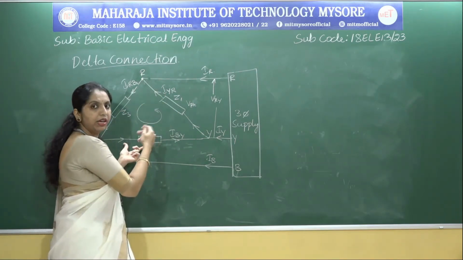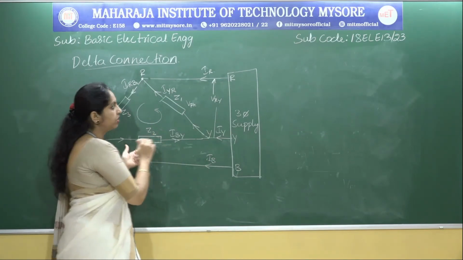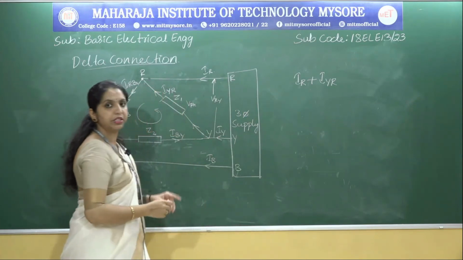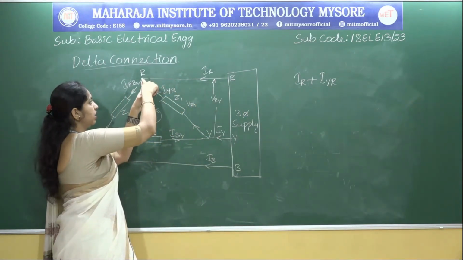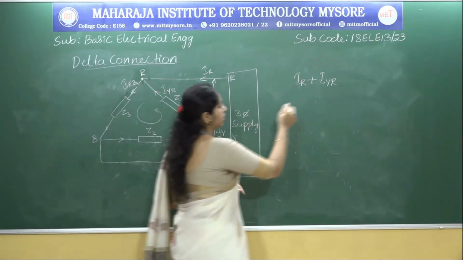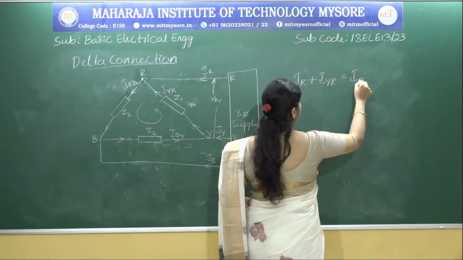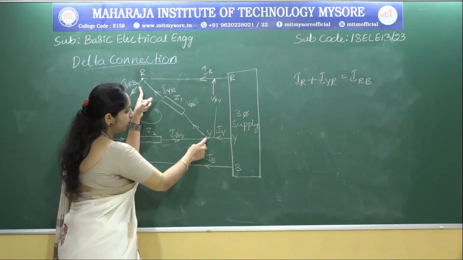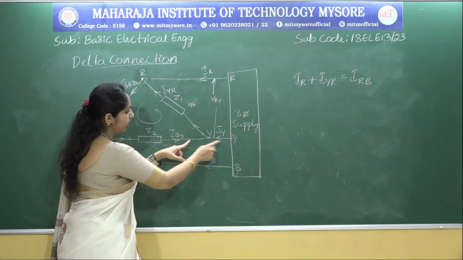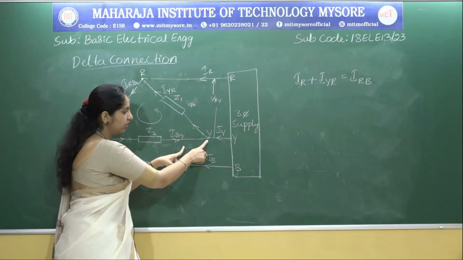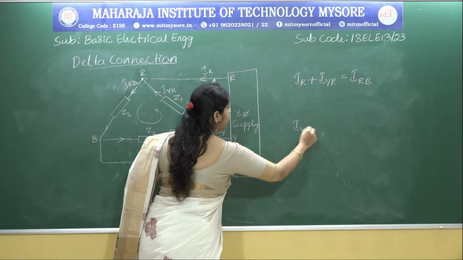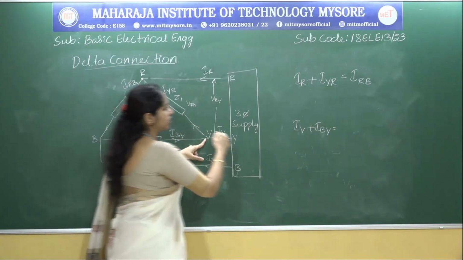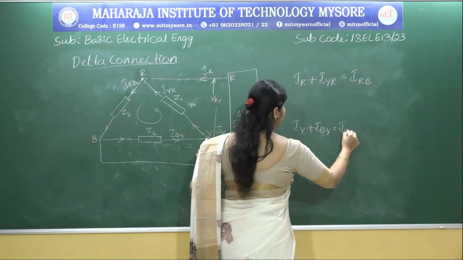So by applying KCL, Kirchhoff's current law, we can have the equation as IR plus IYR. Why is it plus? Because both the currents are entering the junction, and this current is leaving the junction, which is equal to IRB. So we have just analyzed only this part. Similarly, we can analyze the other part, which is IY. See, now these two currents are entering the junction: IY is entering the junction, IBY is also entering the junction. So IY plus IBY is equal to IYR, since these two currents are entering the junction and the IYR current is leaving the junction.